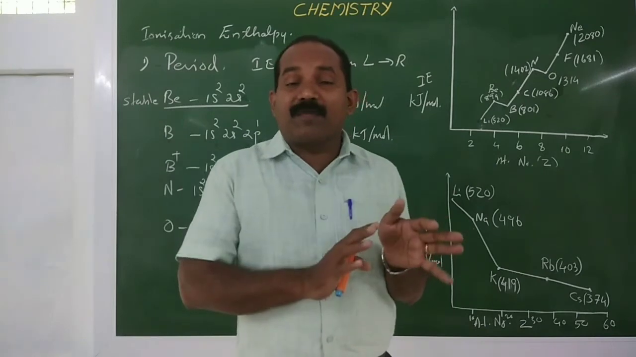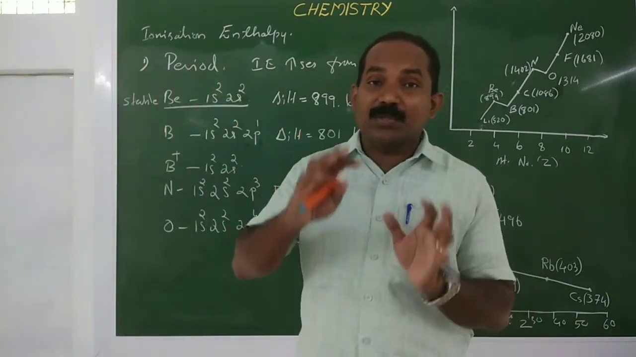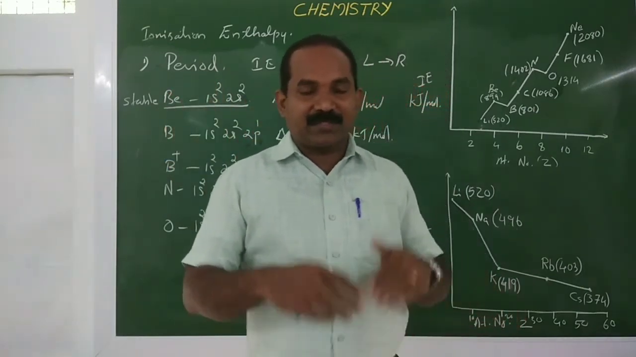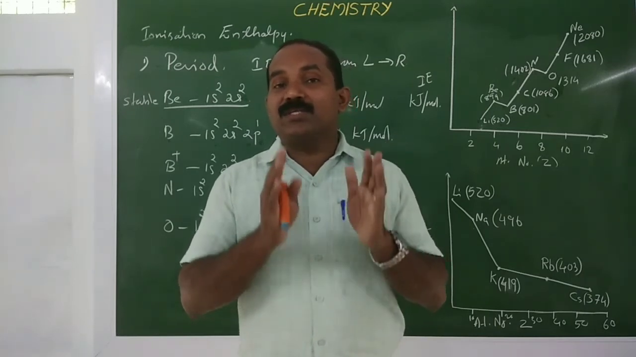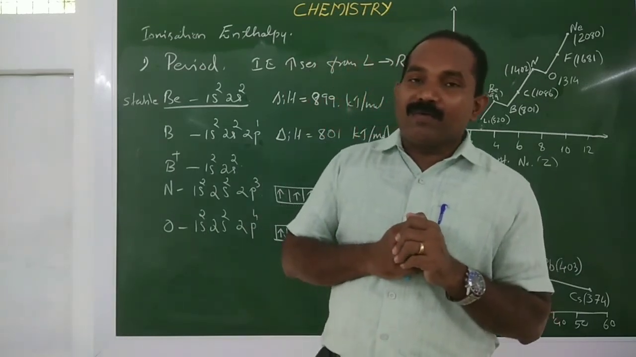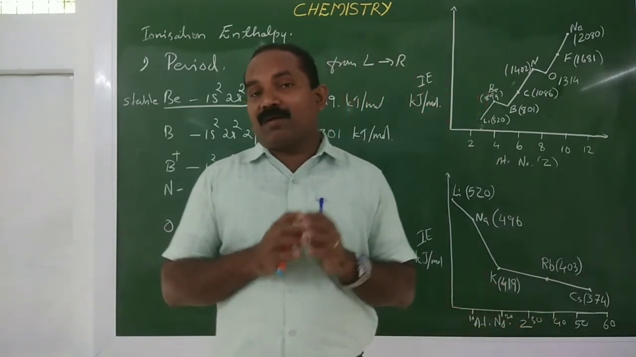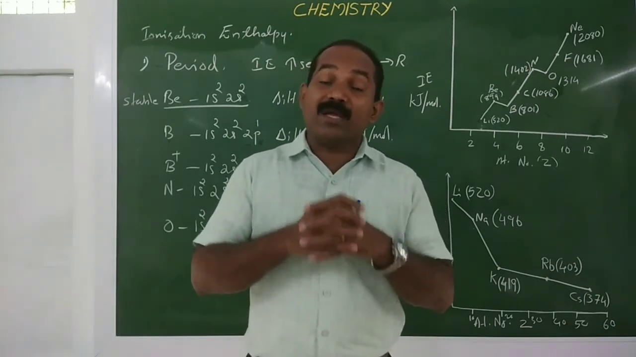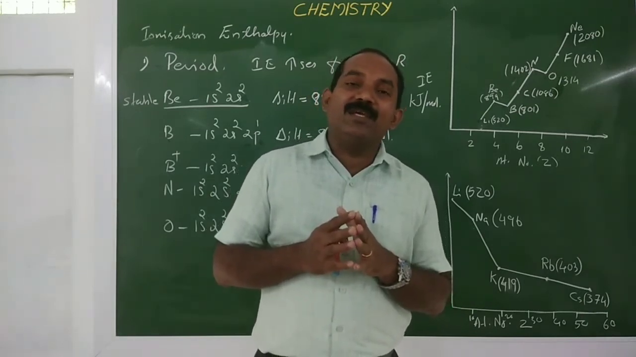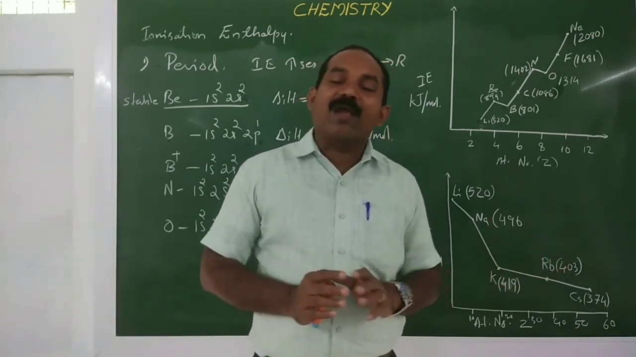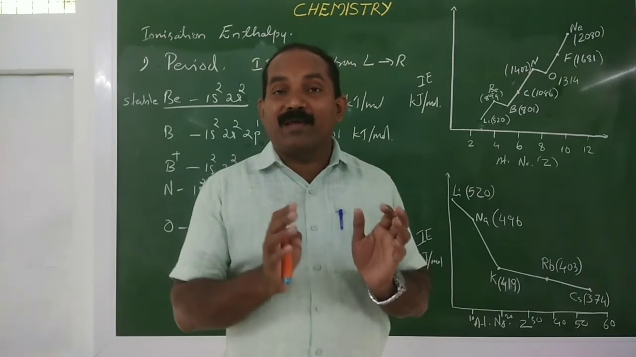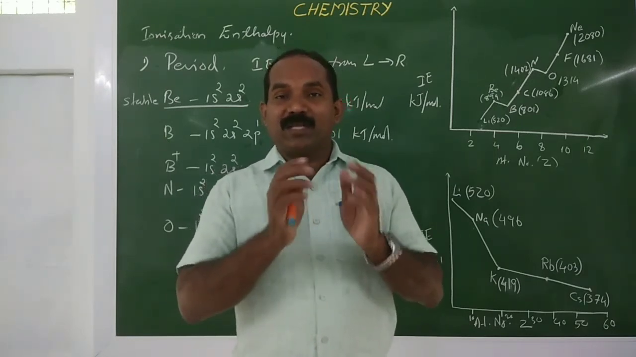So generally, from left to right, ionization enthalpy increases due to increase in the nuclear charge and a decrease in the atomic size. But there are some irregularities, which are due to stable electronic configuration. Then next we have to discuss the variation of ionization enthalpy in the group. In the group, ionization enthalpy of elements always decreases.